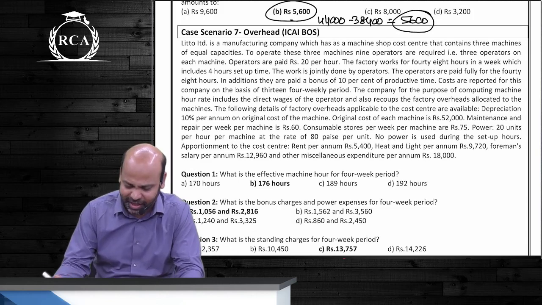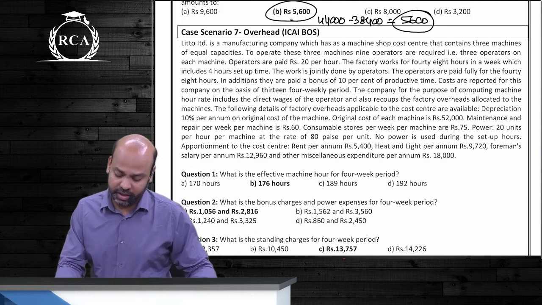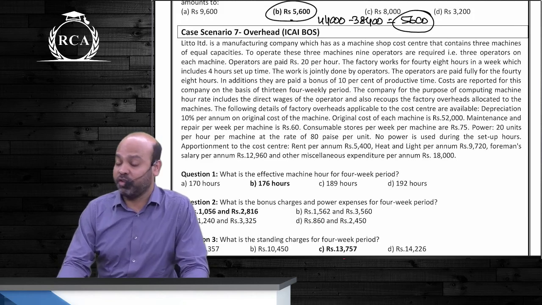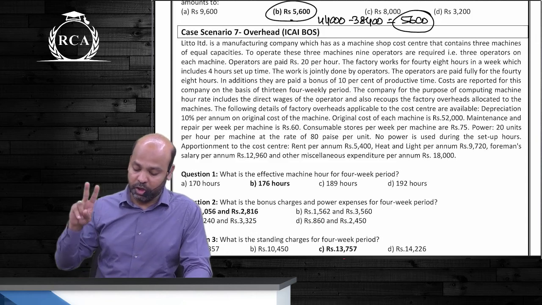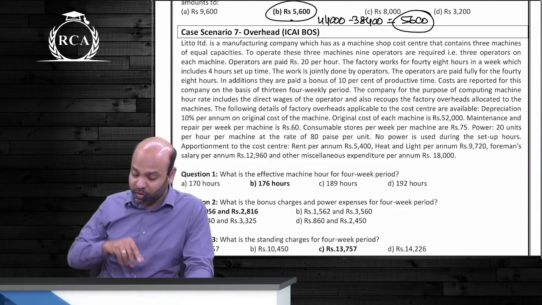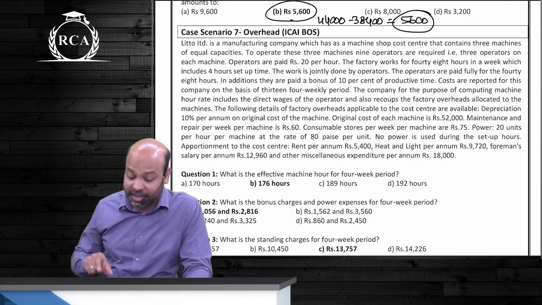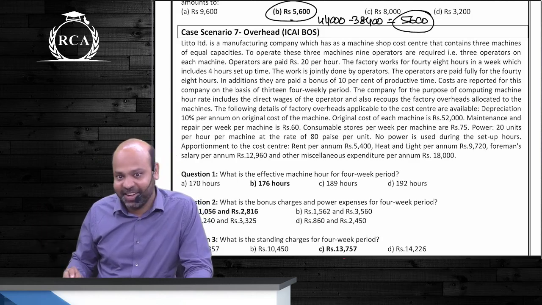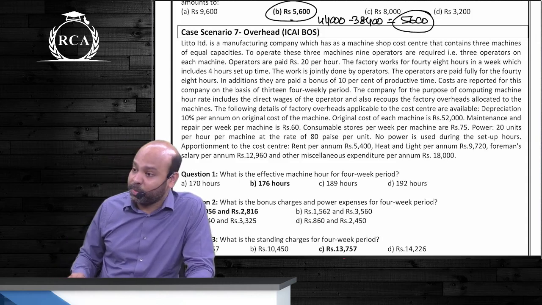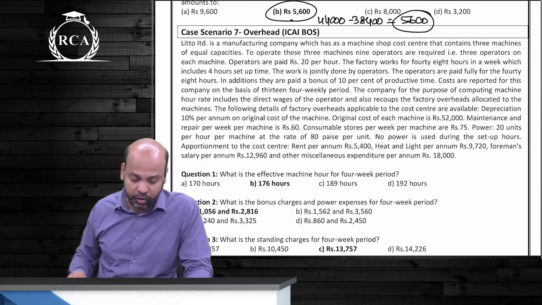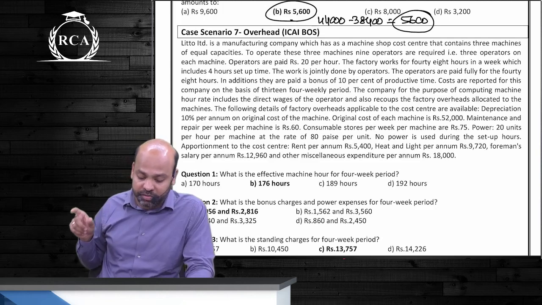Which has a machine shop cost center that consists of 3 machines of equal capacities. To operate these 3 machines, 9 operators are required. Because you may not be able to interpret this, guys, it means 3 operators on each machine. Operators are paid at the rate of 20 rupees per hour. Factory works for 48 hours in a week, which includes 4 hours of setup time.